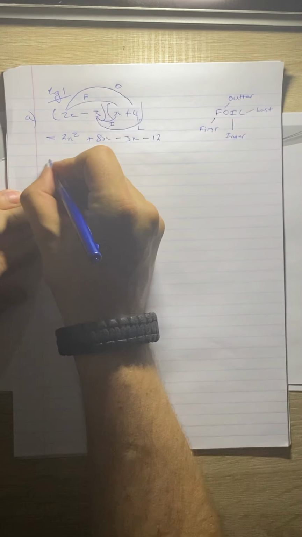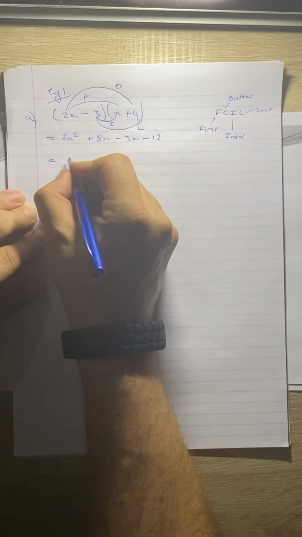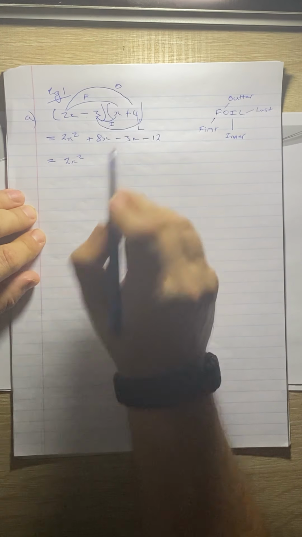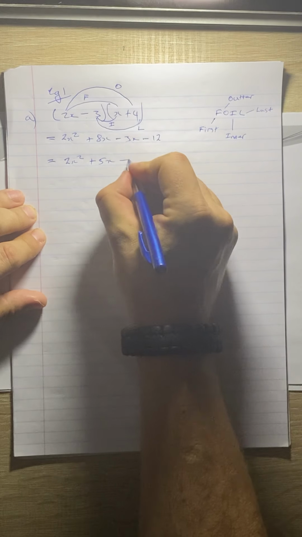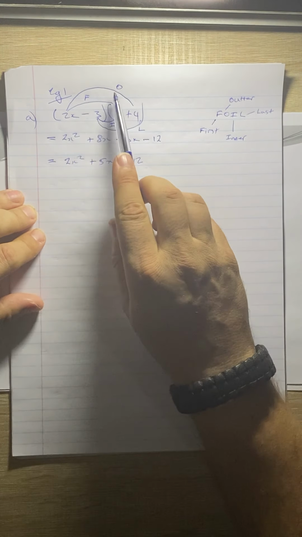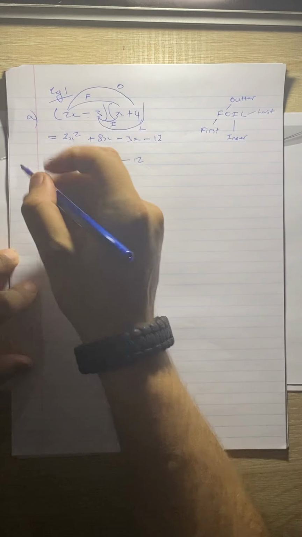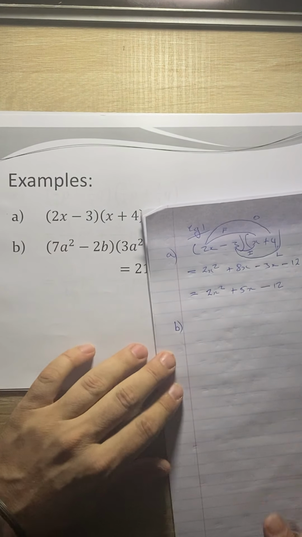What we need to do now, grade 10s, is we just need to get like terms together. So there's no other x squared, so that's just 2x squared. Plus 8x minus 3x gives us plus 5x. And then you're just left with minus 12. Okay, so just remember FOIL. First, outer, inner, last, when you've got a binomial with a binomial. So we've got another example here. Just copy it down.